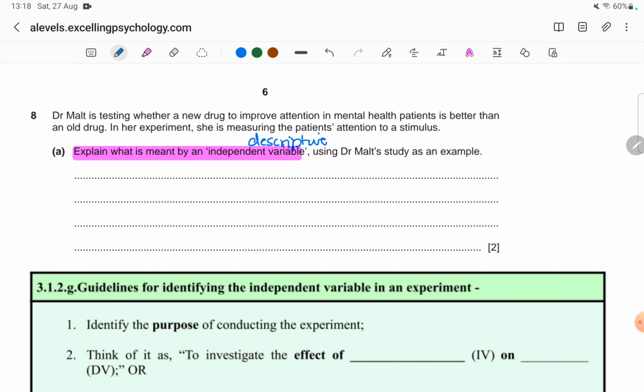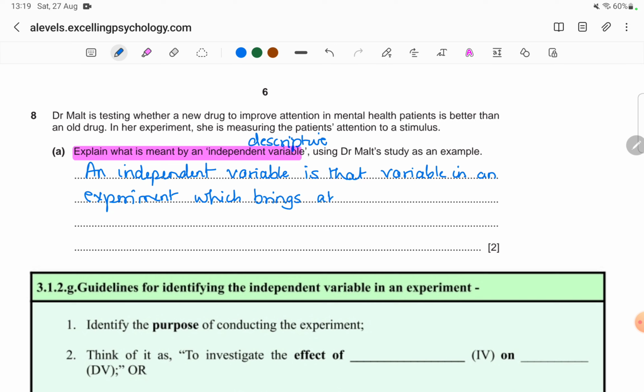Okay, let's answer the first part first. How I'm answering this is from the previous part of lesson 1, so you can look at that video. In that I had defined an independent variable. I'm simply presenting that definition here in the same words. An independent variable is that variable in an experiment which brings about a change in the dependent variable.